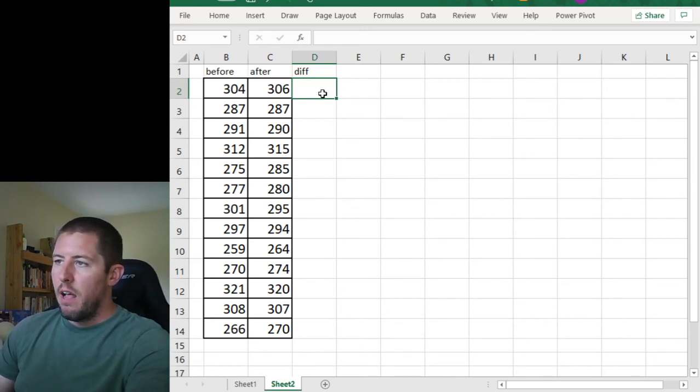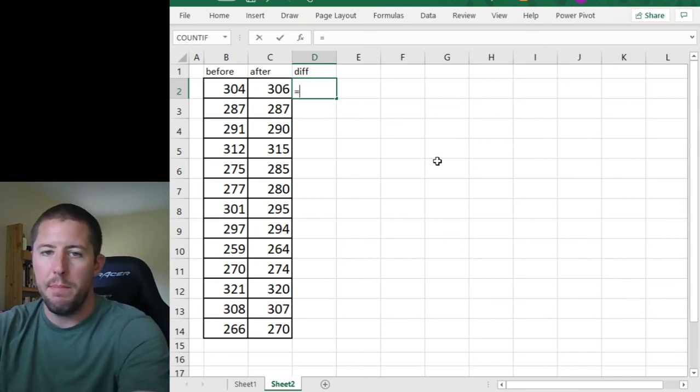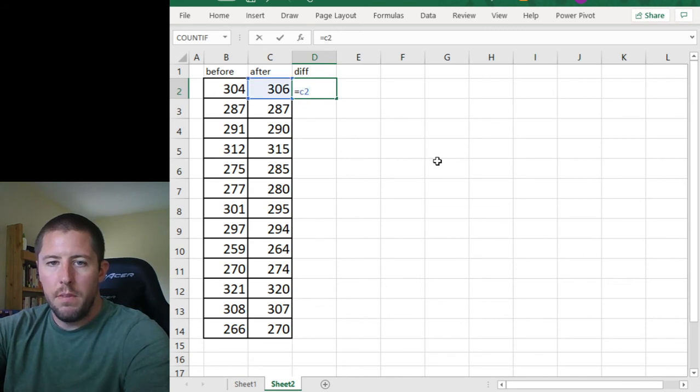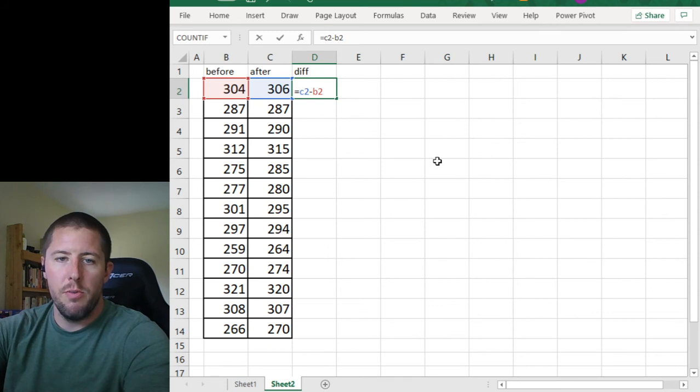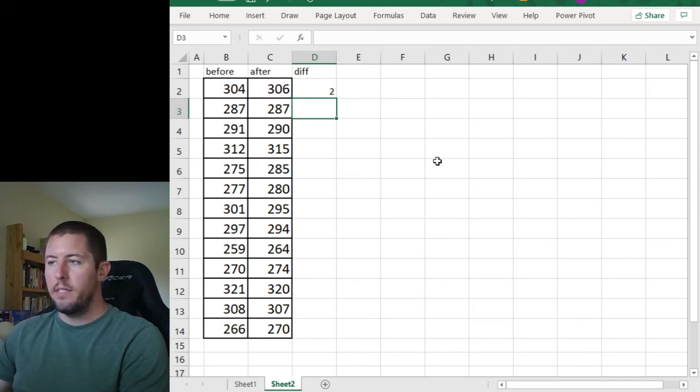So what I'm going to do in Excel in this upper cell right here is I'm going to say equals. Always equals first when you're doing a computation. I want my after value. That looks like C2 minus my earlier value. That looks like B2. So I'm doing C2 minus B2 here to get my after minus before. And that tells me appropriately that that person increased their score by 2 points.